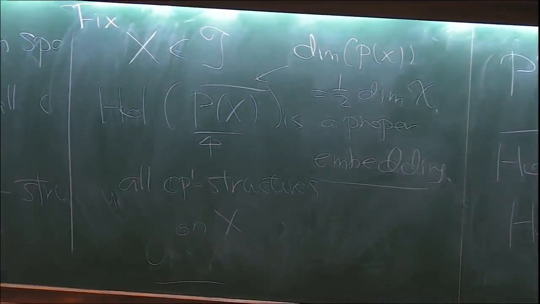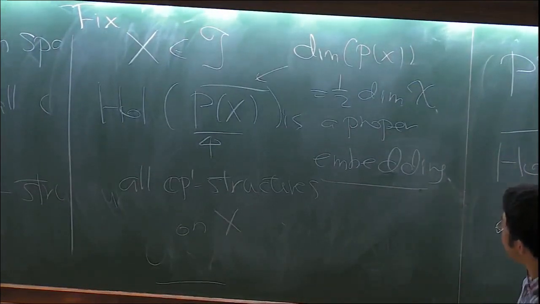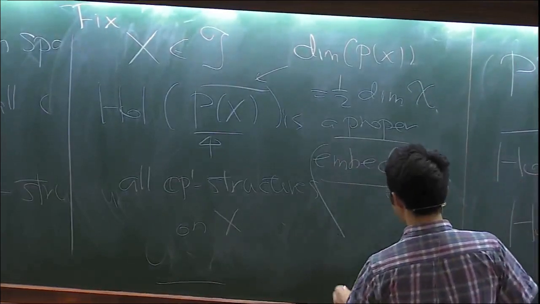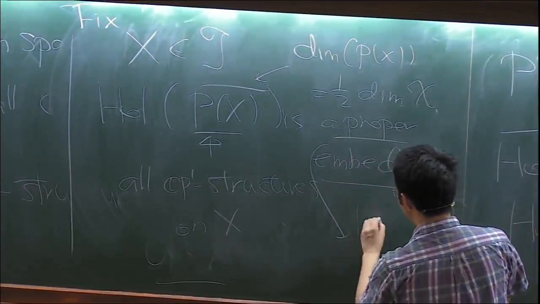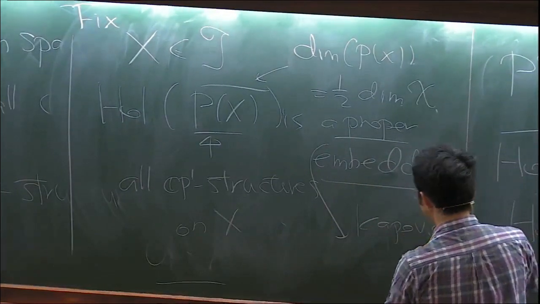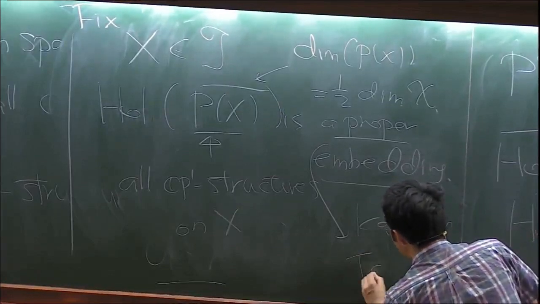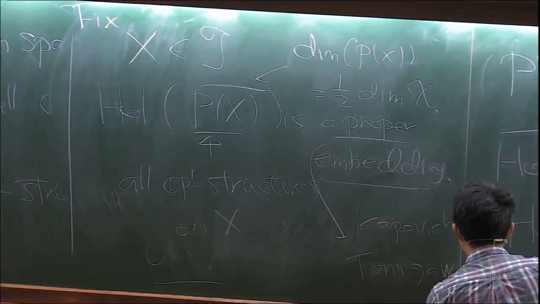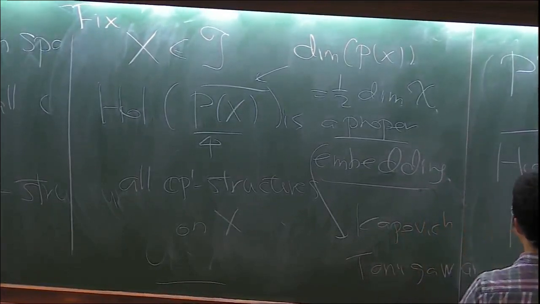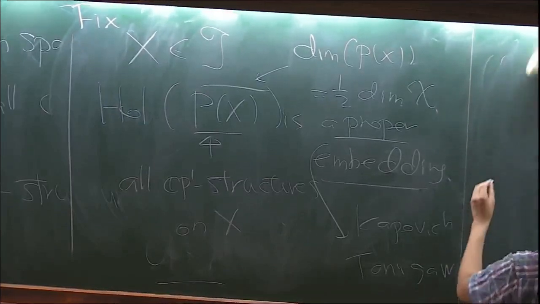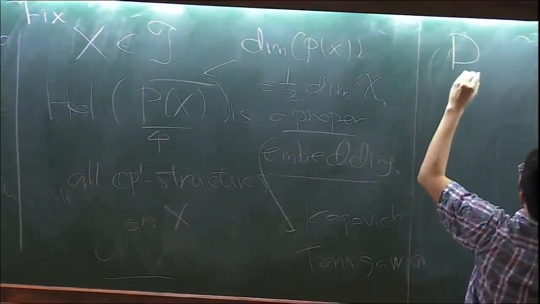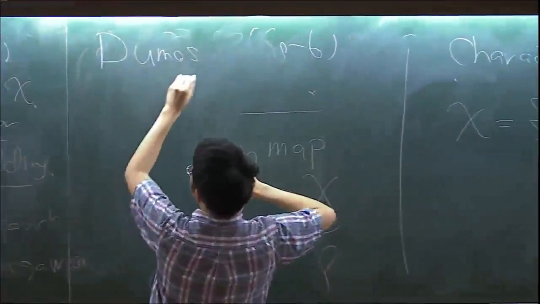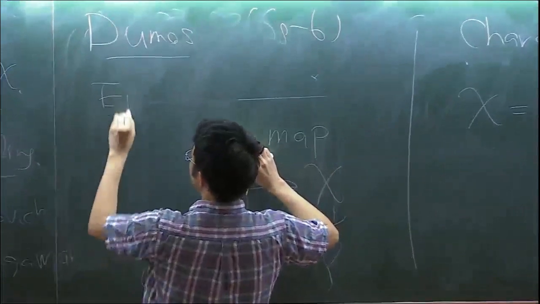Okay. And I guess embedding, injectivity is due to Poincaré, and properness is by, I think, Kapovich, also Tanigawa. Okay, but a different proof using extremal length, and also David Dumas gave another proof using Epstein surfaces.